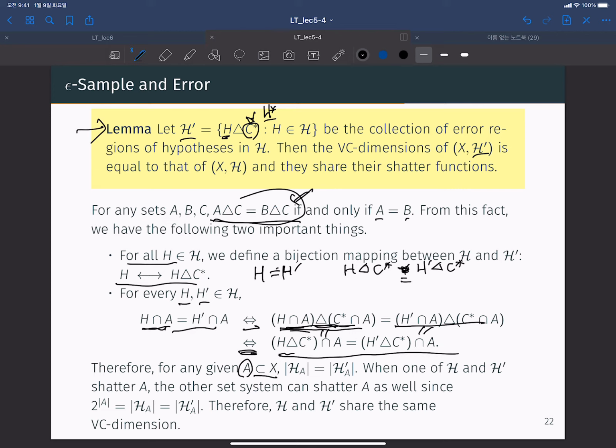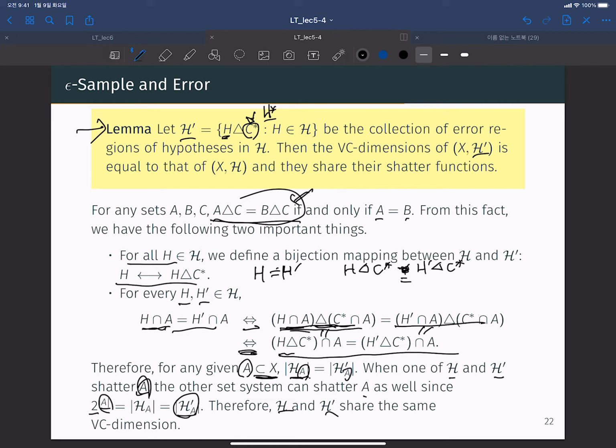Therefore, for any given set A, the number of hypotheses defined on set A is equal to the number of hypotheses H prime defined on A. So when one of H and H prime can shatter the set A, the other set system can also shatter A. H restricted to A can shatter A means the number of elements in H restricted to A is equal to 2 to the cardinality of A. And since the cardinality of H restricted to A and of H prime restricted to A are equal, the cardinality of H prime restricted to A is also 2 to the cardinality of A, which means H prime can also shatter A, which means H and H prime share the same VC dimension, right?